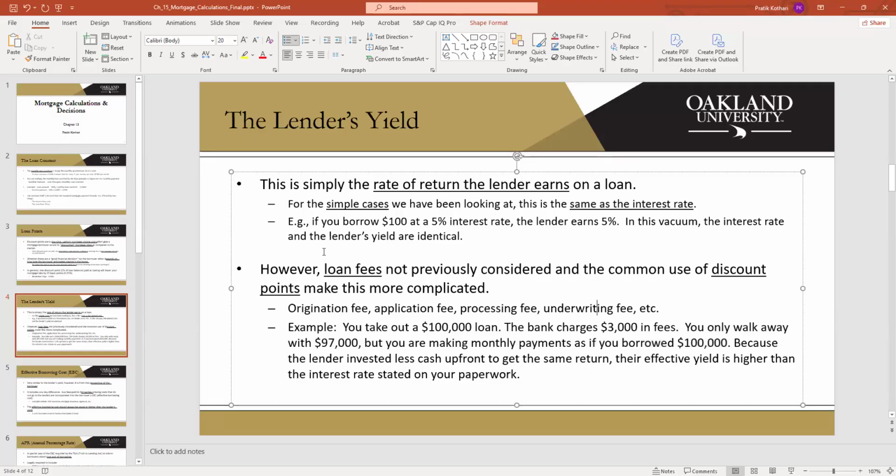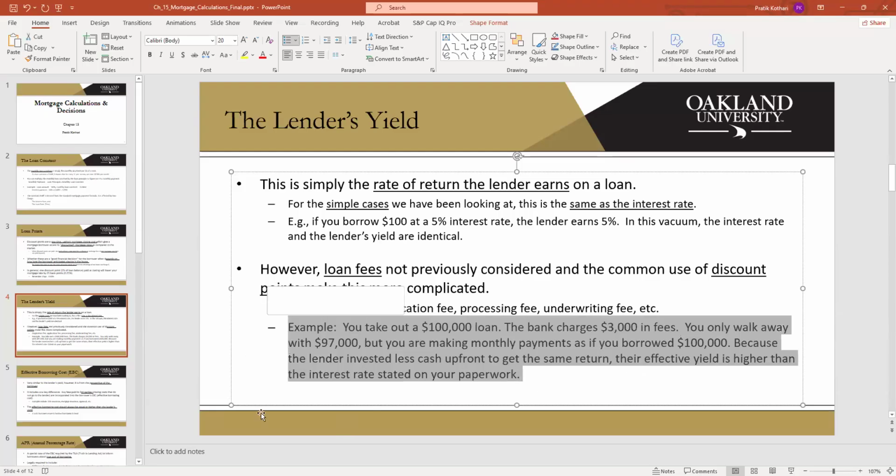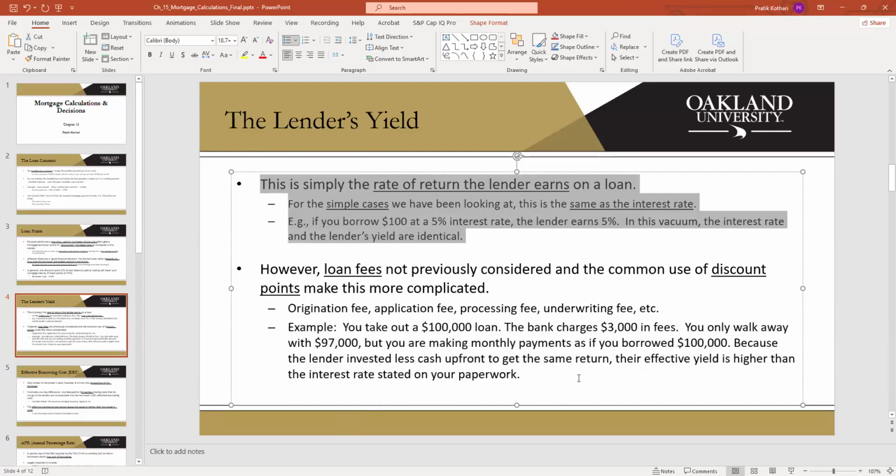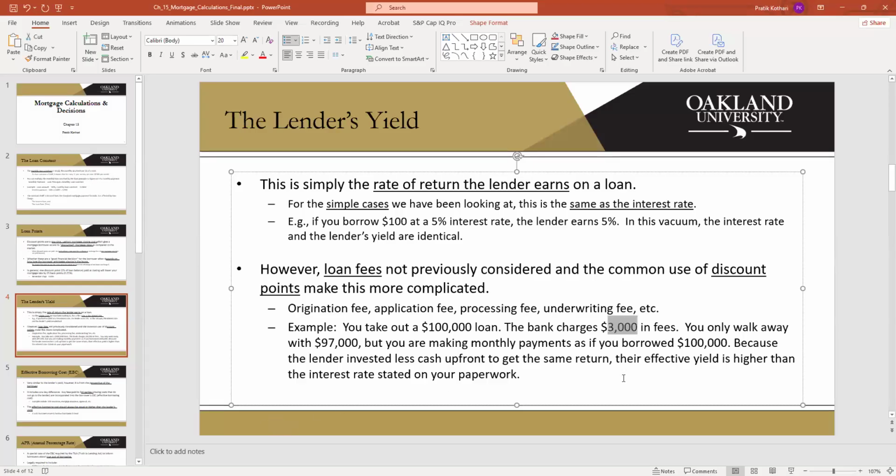The bank only lent you $97,000, but you are making payments on $100,000. So because that lender invested less cash, but they are getting the same interest rate, that means their lender's yield will be higher compared to this simpler case, because of that $3,000 extra cash they got up front. So generally speaking, if there are fees or any other things, lender's yield is usually higher than the interest rate. Basically it means that the bank makes more money than what interest rate they are supposedly charging.